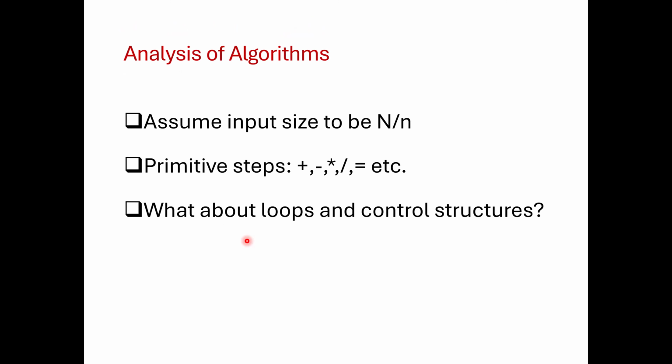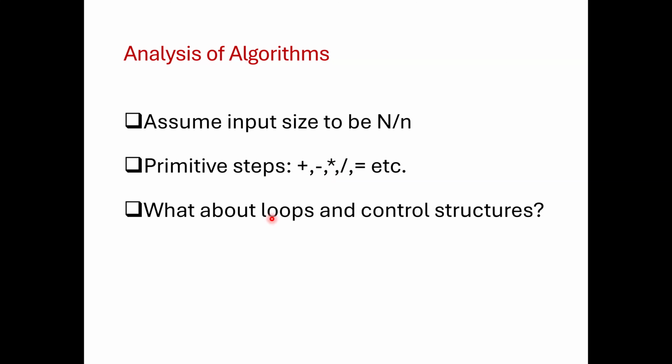All right. So to be able to analyze an algorithm, there are a few assumptions or a few things that we need. One, we assume that the input size is n, right? And when we say input size is n, we are saying the input size is the same for all algorithms. And when we say primitive steps, we are talking about the operators that we all know. But before we analyze, we need to be careful.